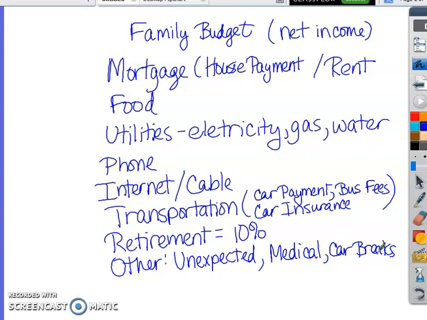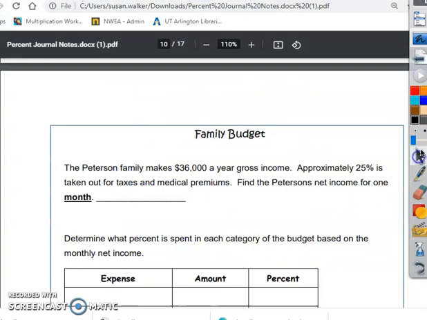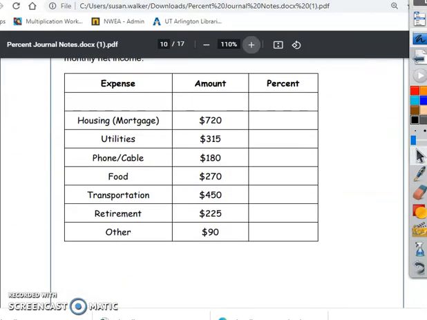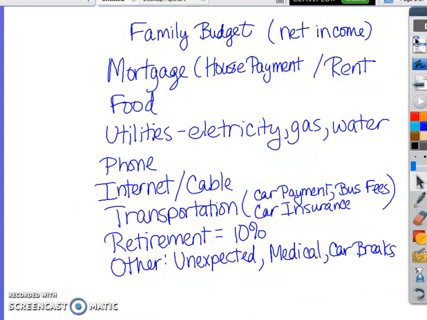So this is an example of a family budget. In your next video, we are going to be looking at this family budget. And here we didn't put everything, but we did put housing, utilities, phone, cable, food, transportation, retirement, or maybe we did put everything. I didn't know. Oh, we did do other. Maybe I did put everything. I didn't even check this. 1, 2, 3, 4, 5, 6, 7, because these two I had together.